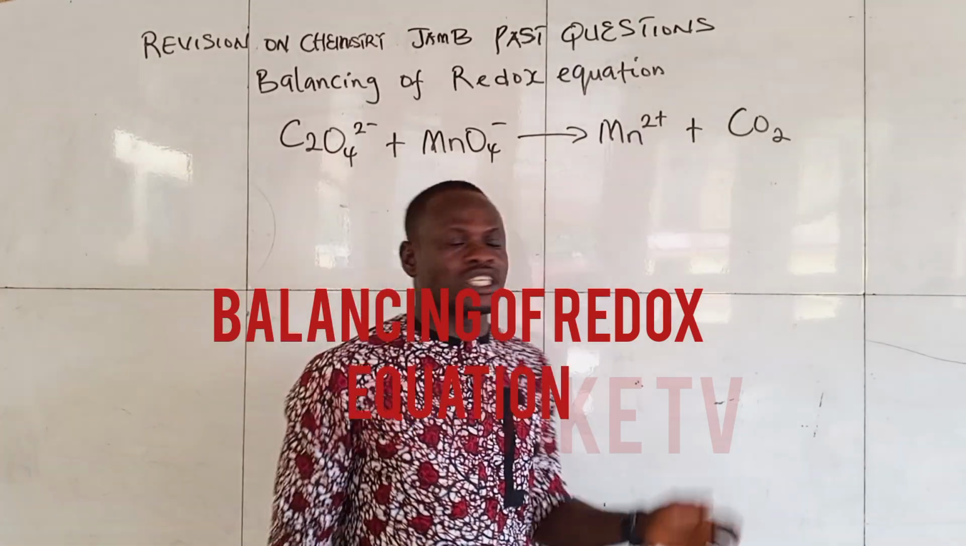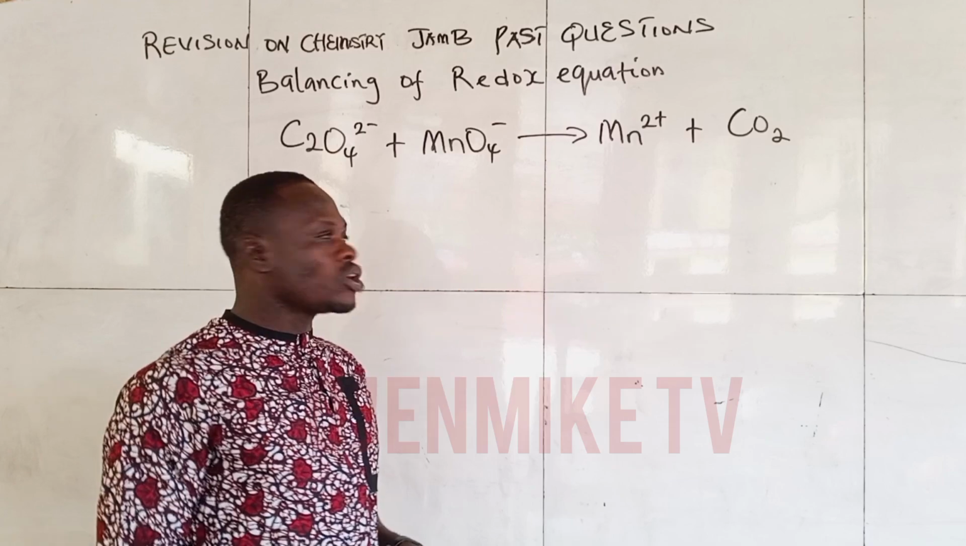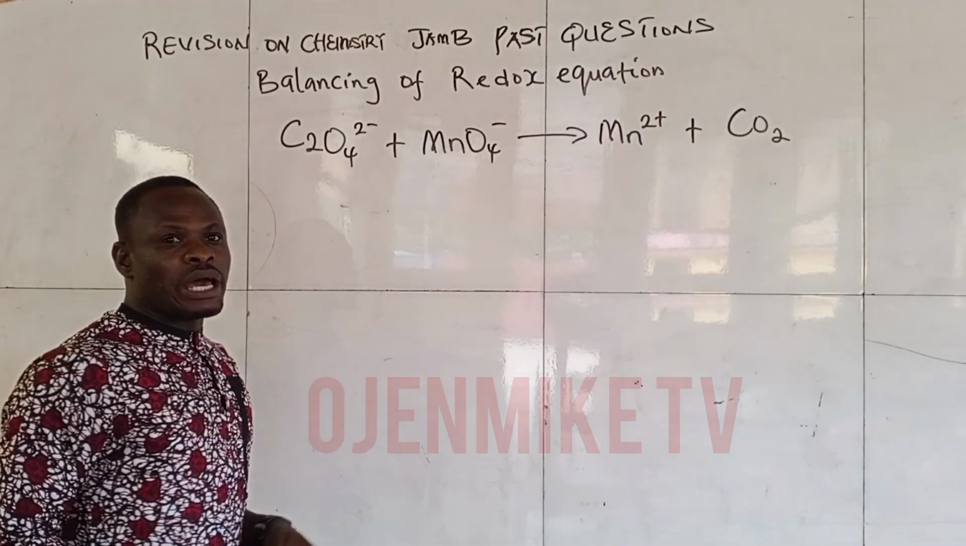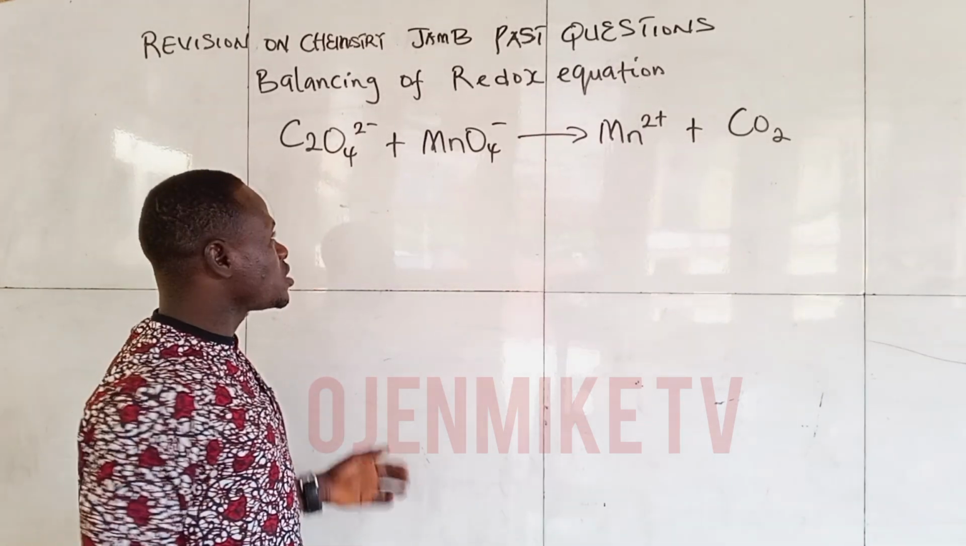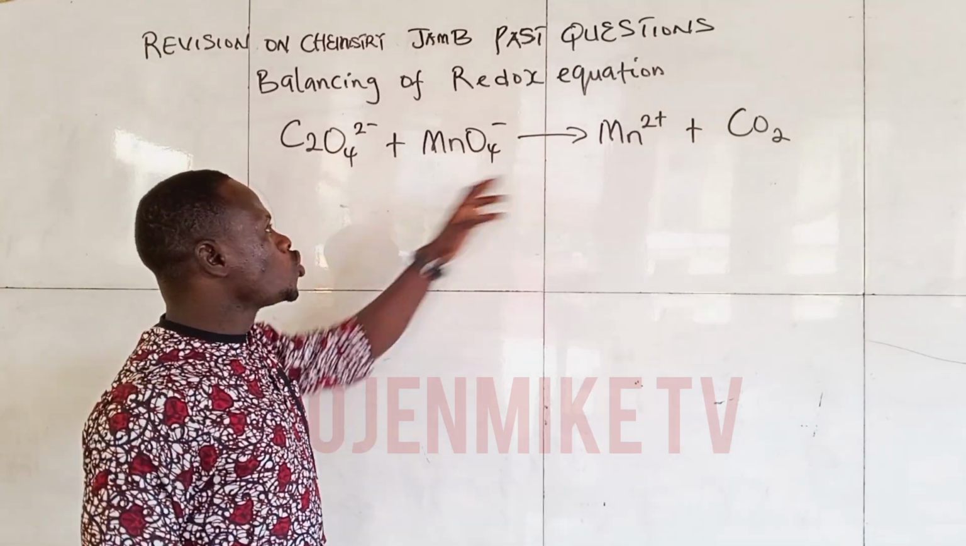Let's balance this chemical equation. This is a typical redox reaction equation. So let us balance it. How do we do it? The first thing you are going to do, you have to split this equation into two halves.